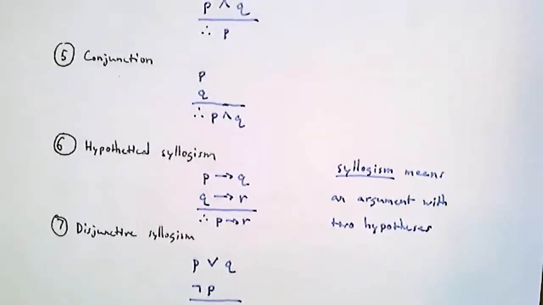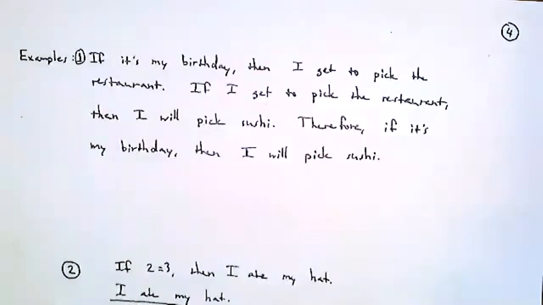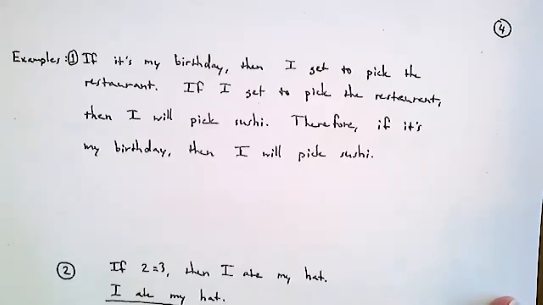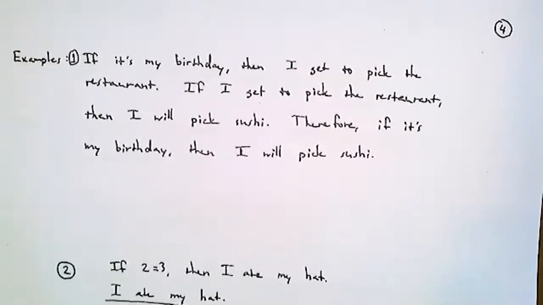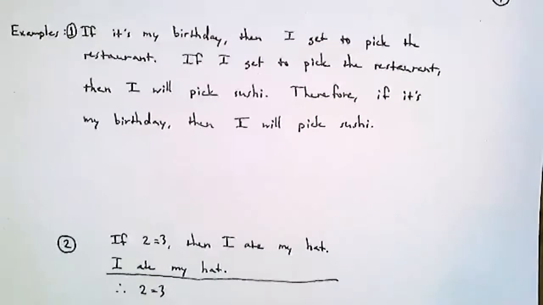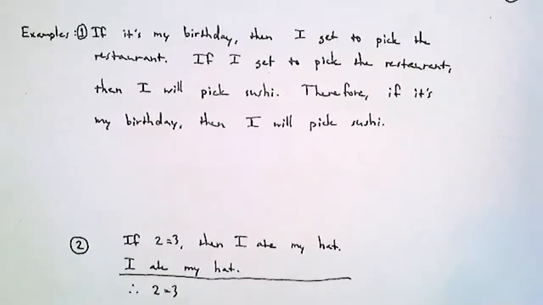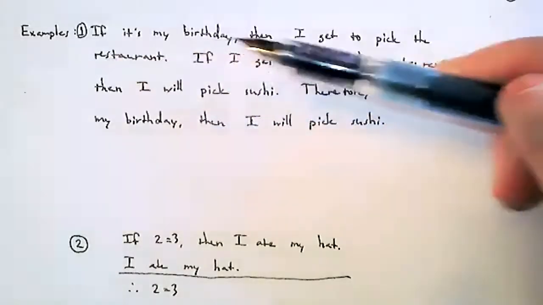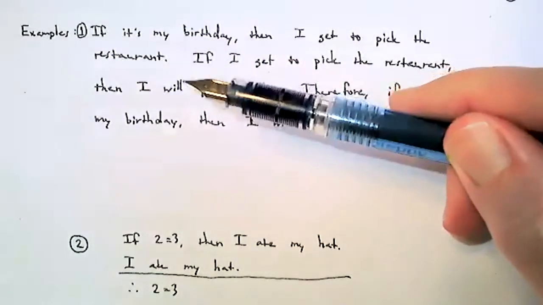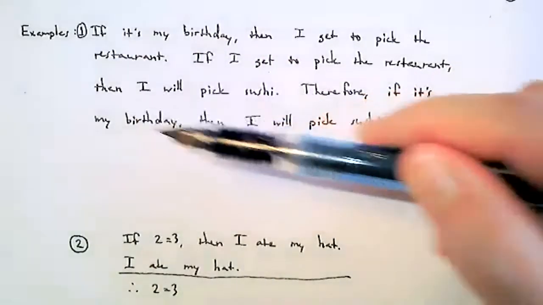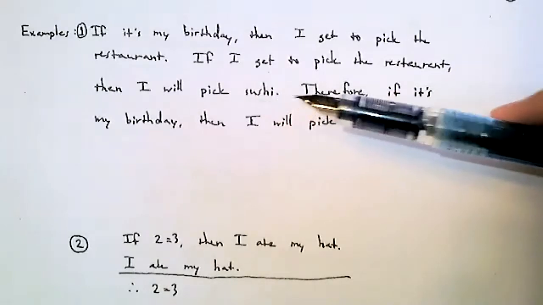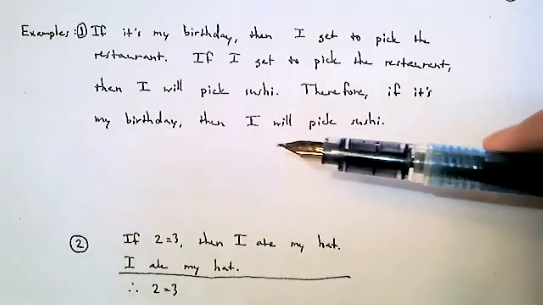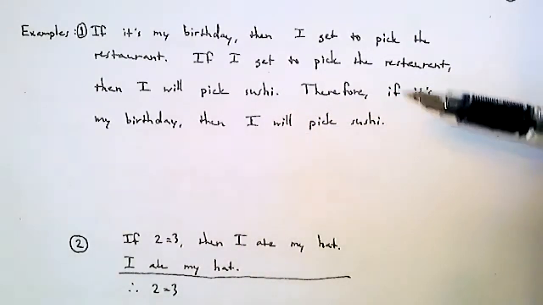Okay, and we have 3 minutes left, which is enough time to do, I think, one example where you might actually run across one of these rules of inference. And here's my first example. If it's my birthday, then I get to pick the restaurant. If I get to pick the restaurant, then I will pick a sushi restaurant. I'll pick sushi. Therefore, if it's my birthday, then I will pick sushi.